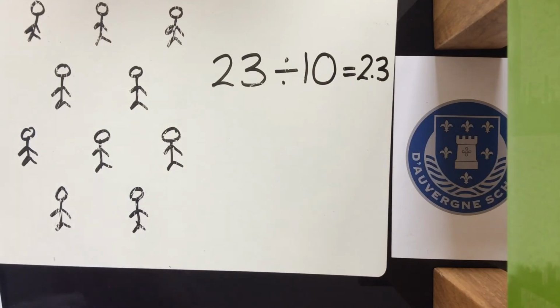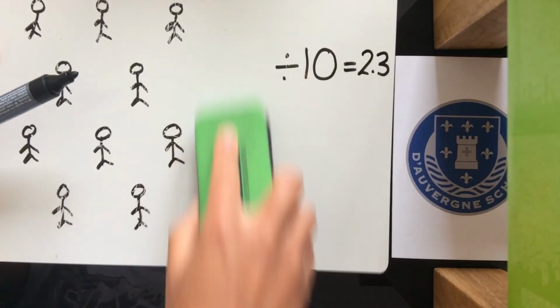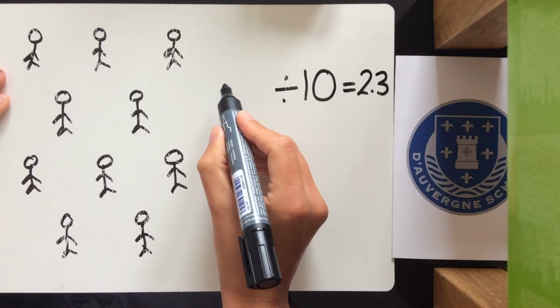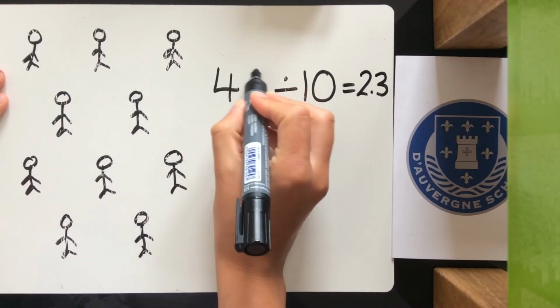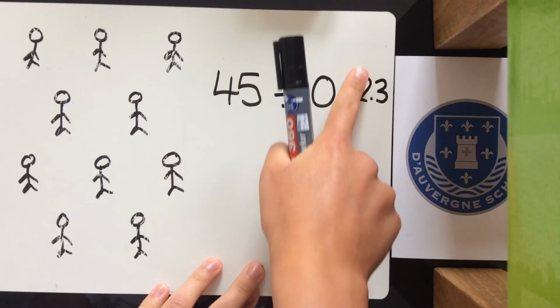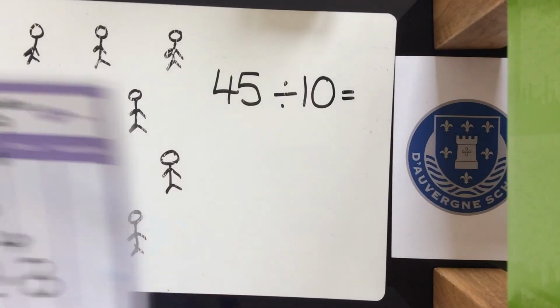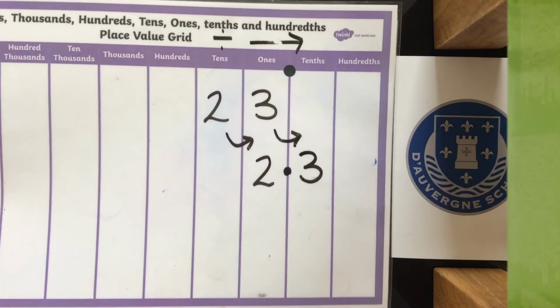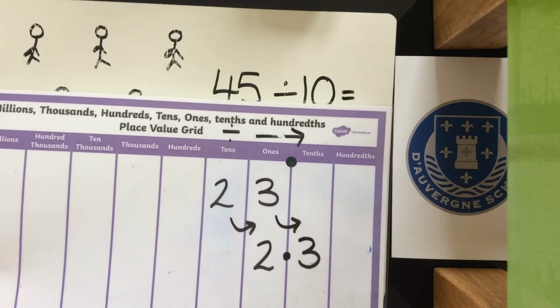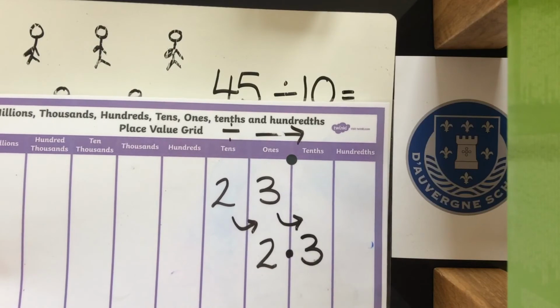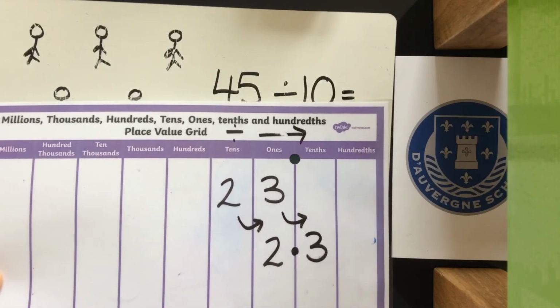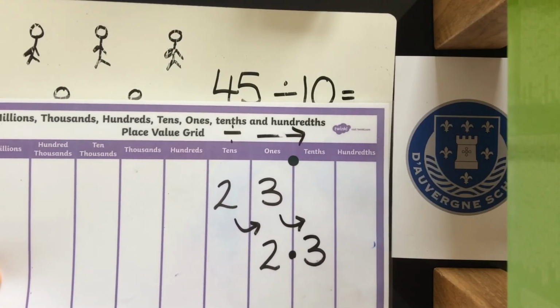Okay, let's have a go at, I would like you to try 45 cookies shared between 10 children. Think about the place value grid, putting your 45 on the place value grid and moving it back a space, not forgetting your decimal point. Pause the video now whilst you give that a go.